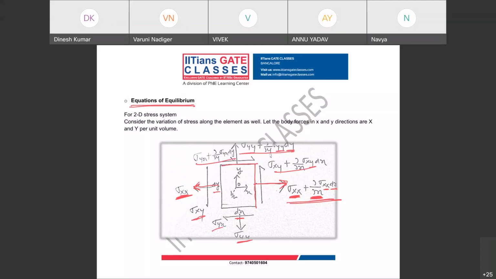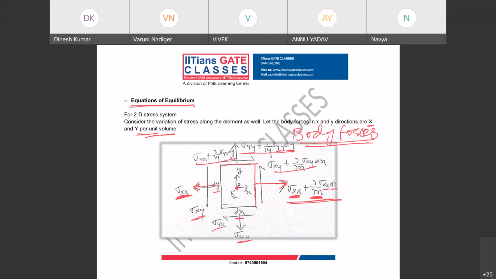Now, whenever you take any structure, it will have some weight, yes or no? Yes, sir. Due to weight, there will be forces due to gravity. Those are known as body forces. In this case, we are considering capital X and capital Y as the body forces per unit volume. Now, you know where body forces will be acting? At the centroid. Yes, sir.